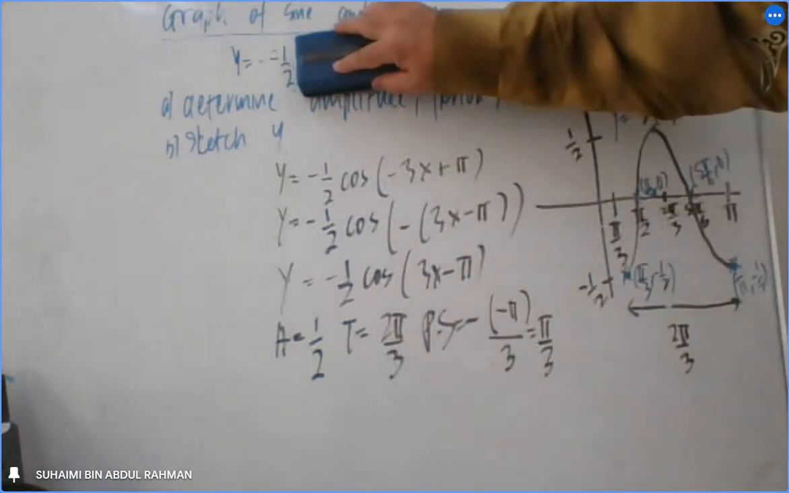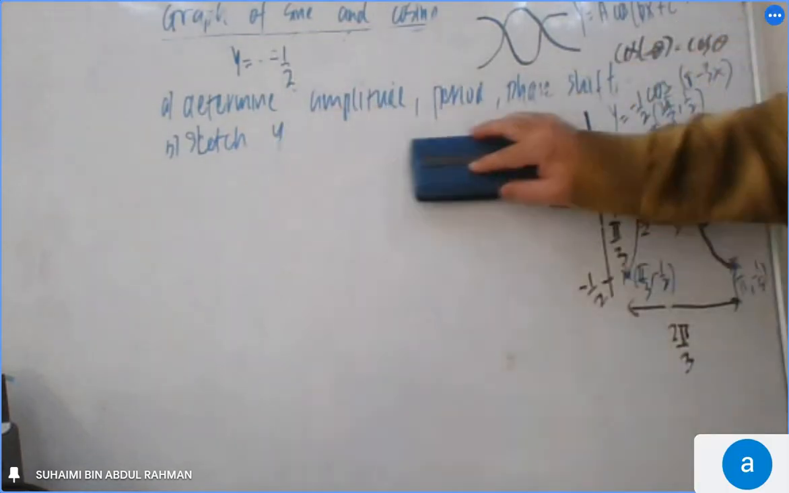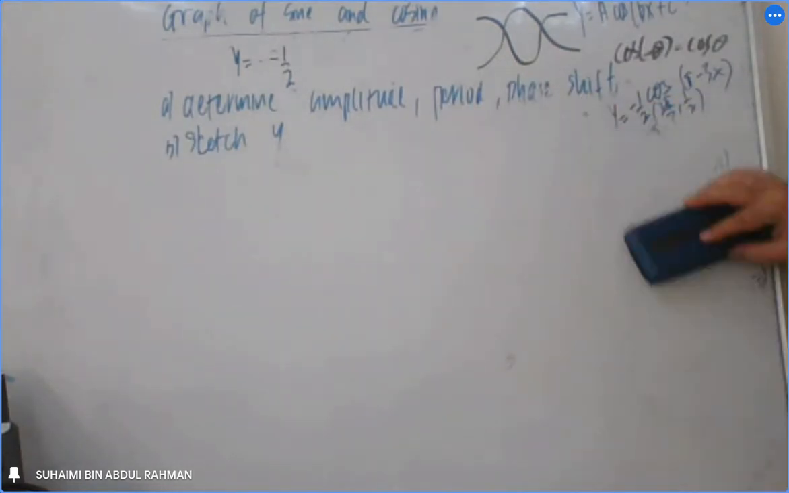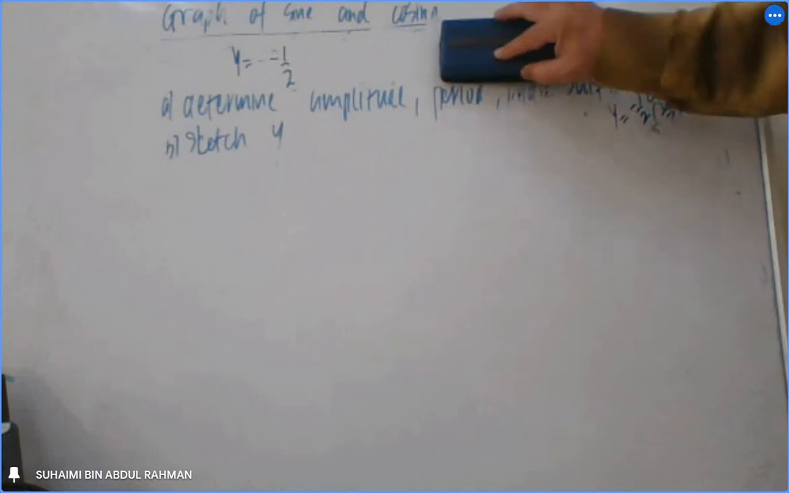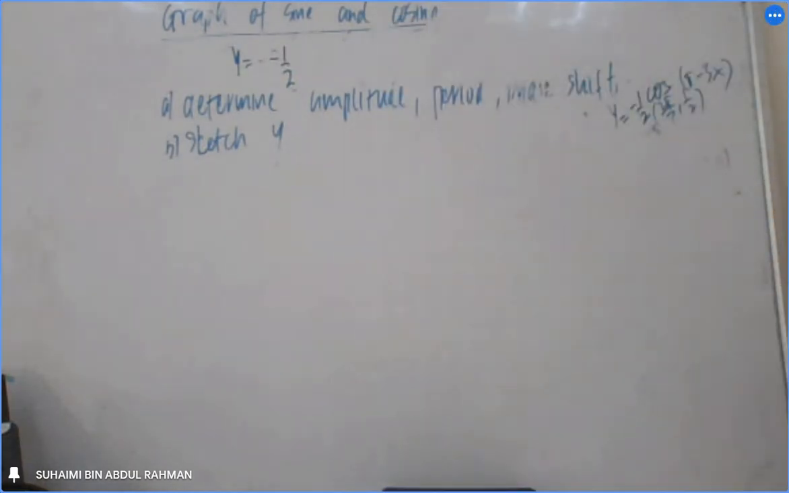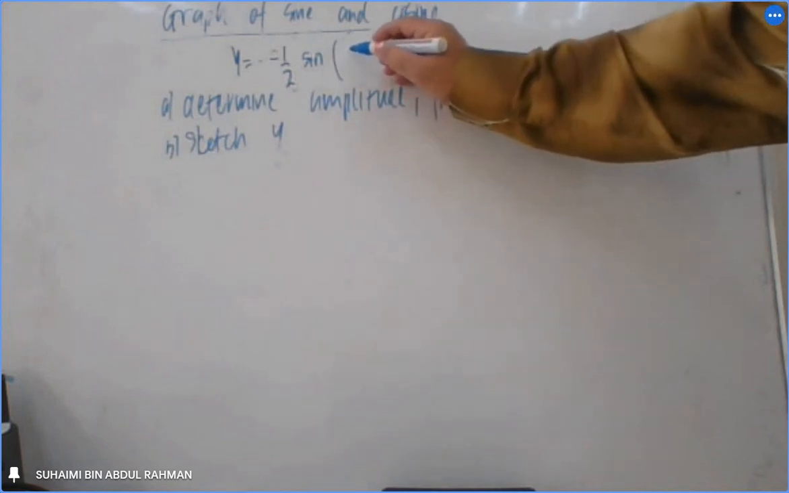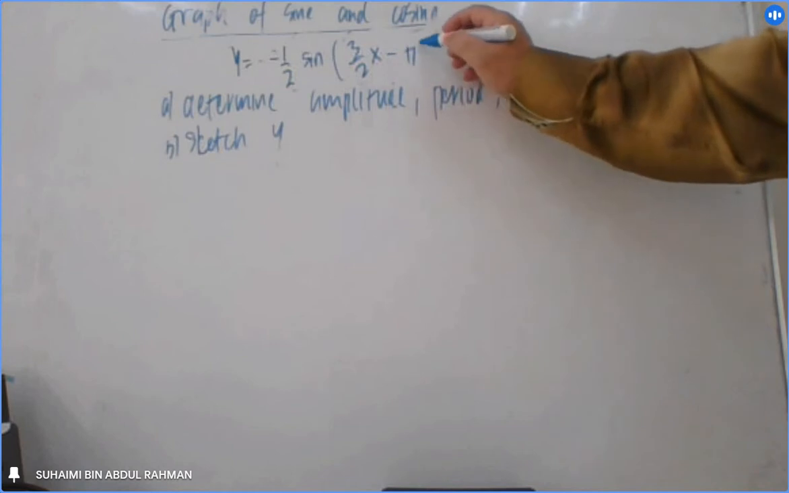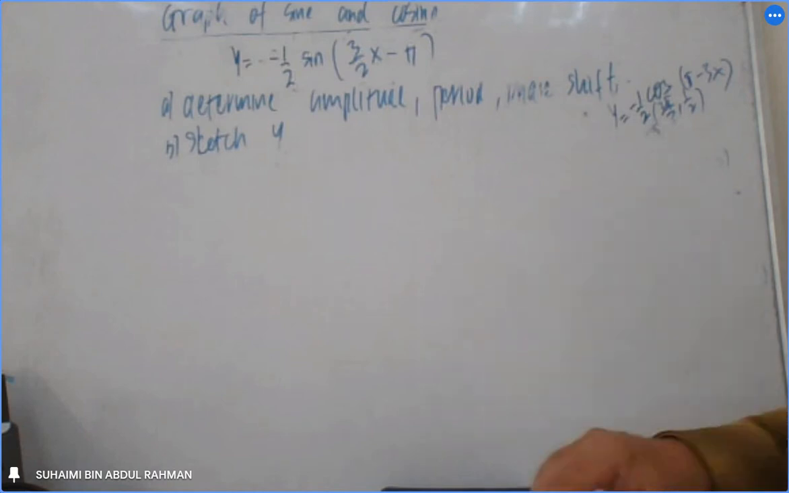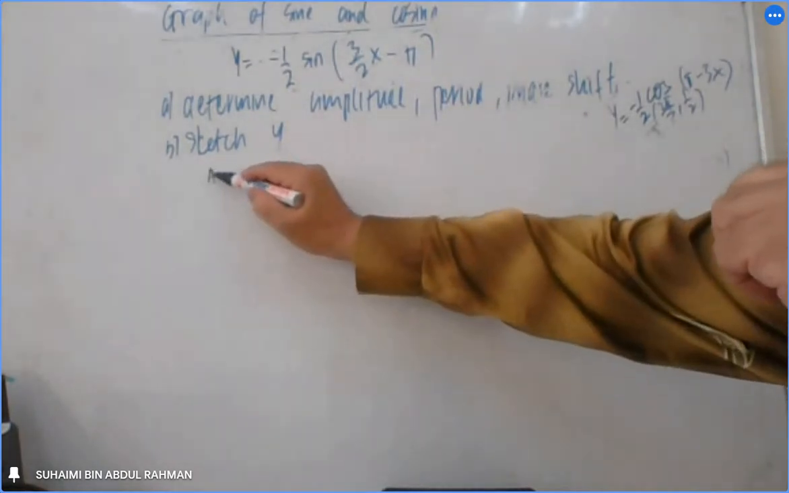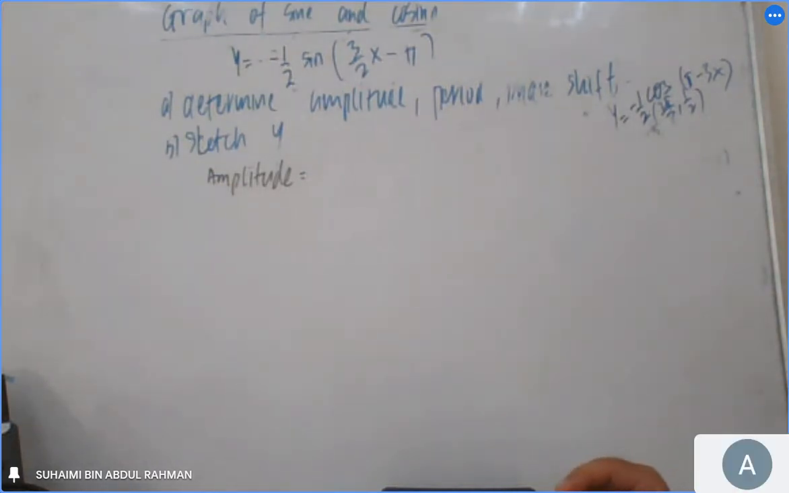Let's say the function, we just change the function to y equal to minus 1 over 2 sine 3 over 2x minus pi. Amplitude is 1 over 2.